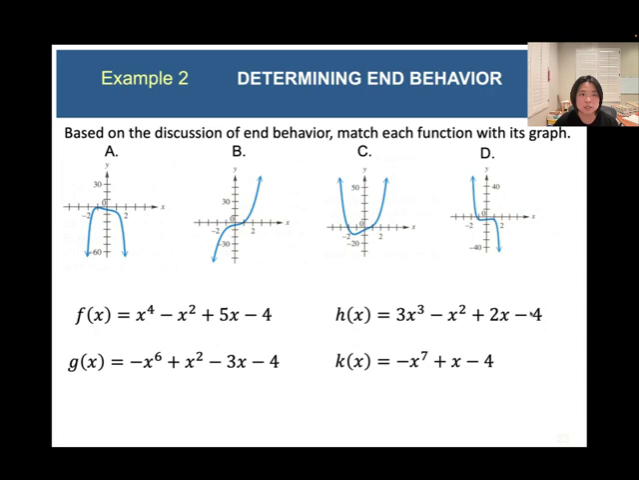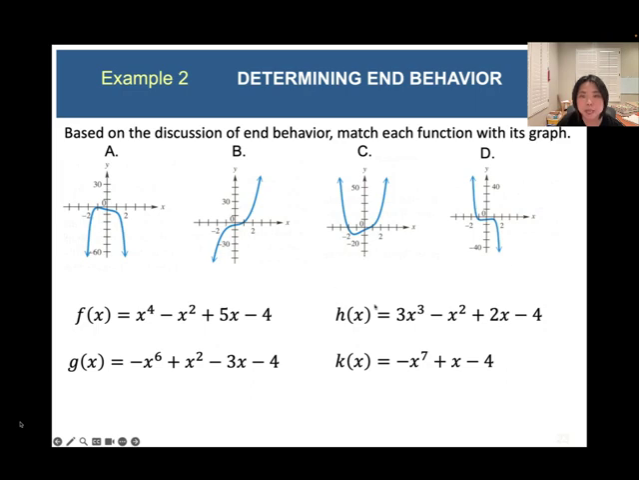Okay, let's check the answer. You see A and C, this one going downward, this one going upward. So I know this polynomial has an even degree, the highest degree will be even, so either f of x or g of x for A and C here. And this one is going downward, so the leading coefficient should be negative. So g of x belongs to A, and f of x belongs to C here.